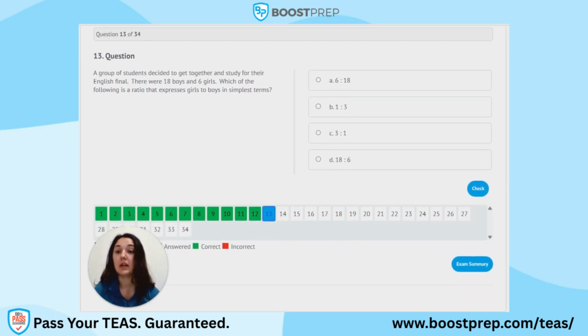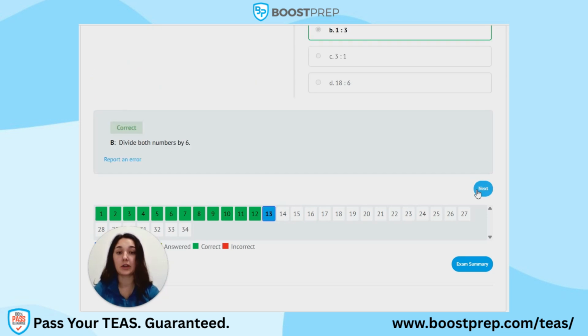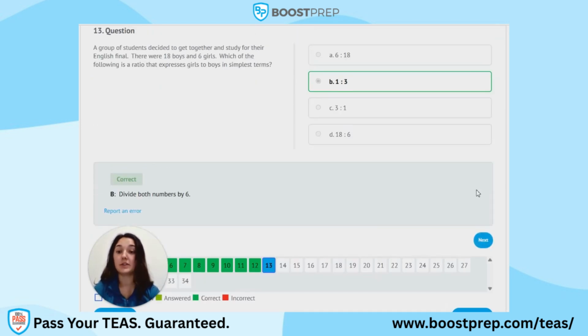Question 13. A group of students decided to get together and study for their English final. There were 18 boys and 6 girls. Which of the following is a ratio that expresses girls to boys in simplest terms? A, 6 to 18, B, 1 to 3, C, 3 to 1, D, 18 to 6. The correct answer is B, 1 to 3.